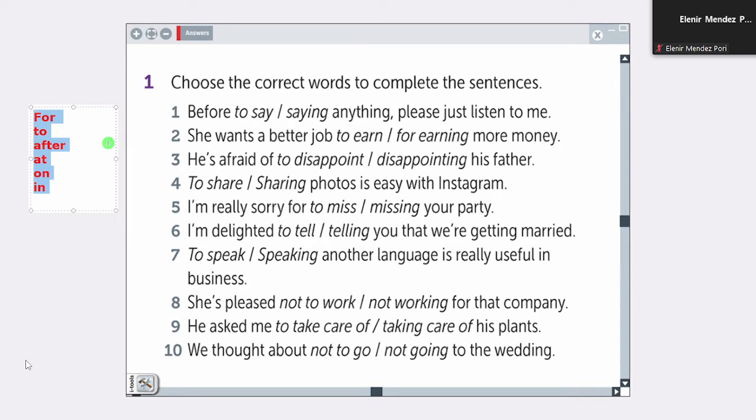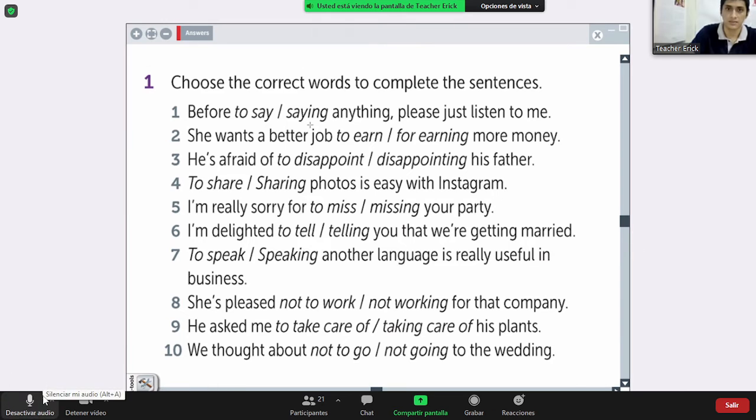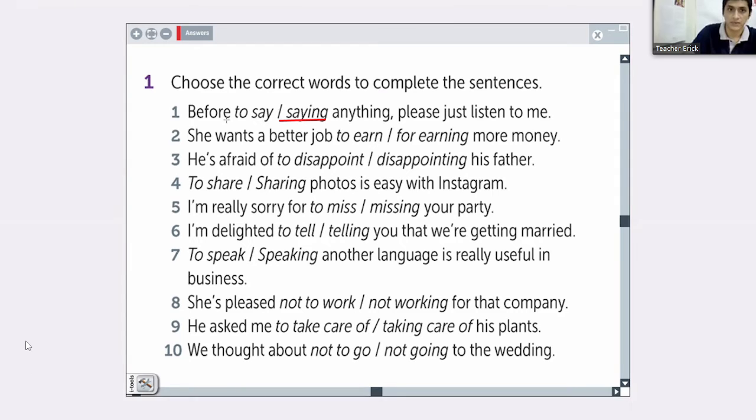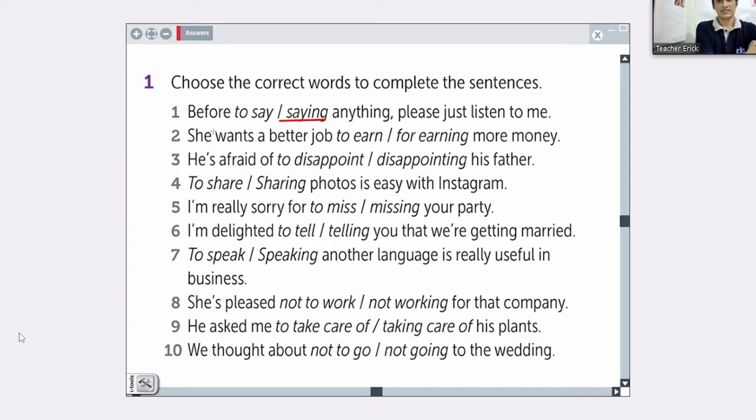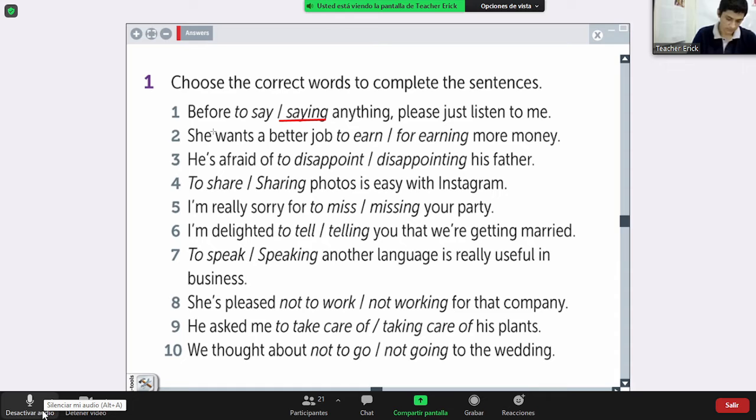Okay. So, are we going to say before to say or before saying? Saying. Saying, no? Because we have here after preposition. After preposition, yep. Okay, so before is a preposition, so before saying anything, please just listen to me. Number 2 says she wants a better job to earn. She wants a better job for earning. So which one in this case is correct? To earn or for earning?